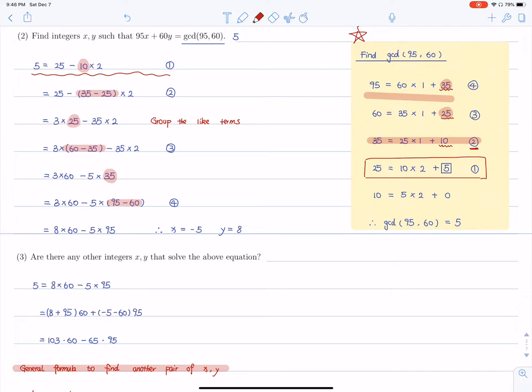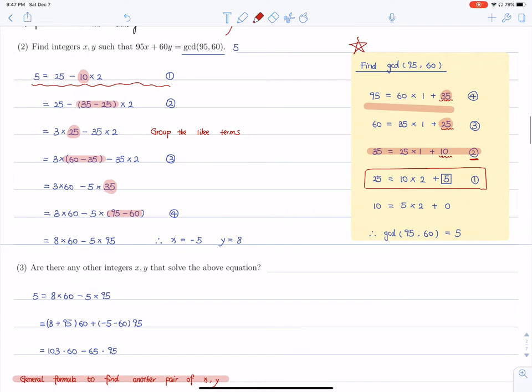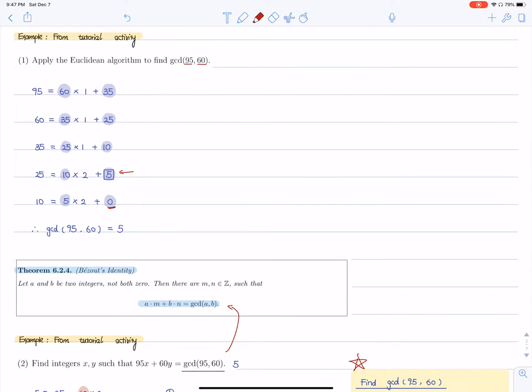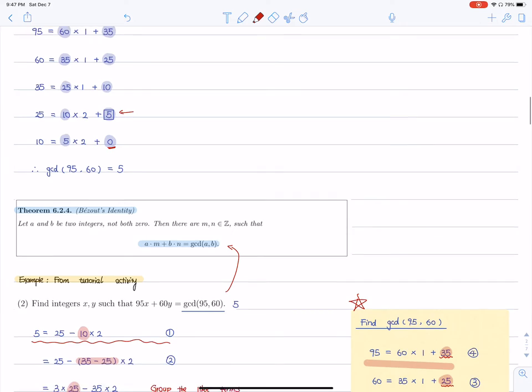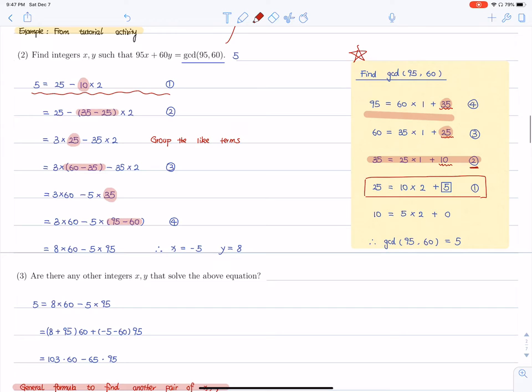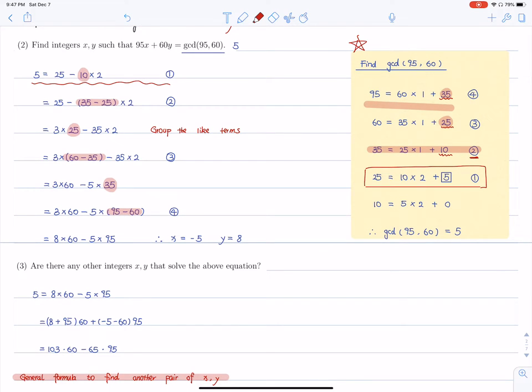This question is quite important. Please make sure you understand this. Most likely they might not give you part 1, so they might not ask you to find the GCD of the two numbers first. You just start with this question. If you see this type of question, you need to use the Euclidean algorithm to find the GCD first and do it backwards. You're literally just doing the backwards of the Euclidean algorithm. This is how you find such a solution.